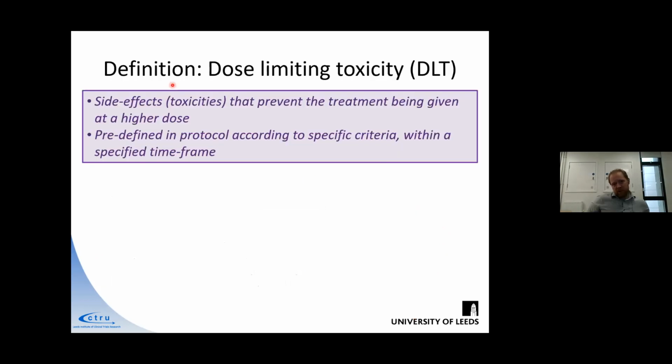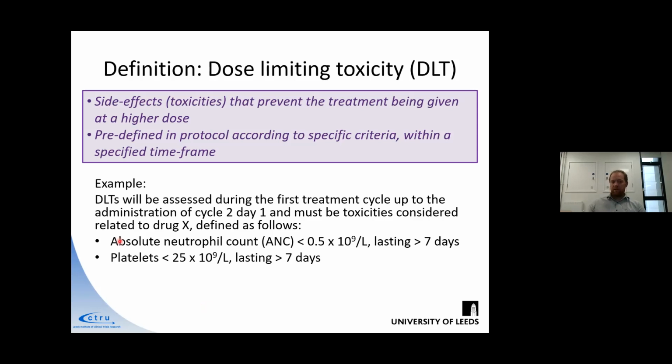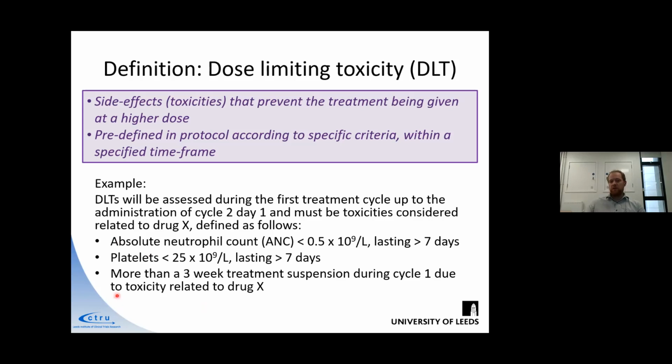So then looking specifically at dose-limiting toxicities, these are side effects that prevent the treatment being given at a higher dose, and these are predefined in the protocol according to specific criteria, and these are within a specific time frame. So as an example, DLTs will be assessed during the first treatment cycle up to the administration of cycle 2, day 1, and must be toxicities considered related to the drug. And we define these as absolute neutrophil counts, for example, platelets less than a particular limit and lasting more than 7 days, and then more than a 3-week treatment suspension during cycle 1 due to toxicity related to the drug in question.